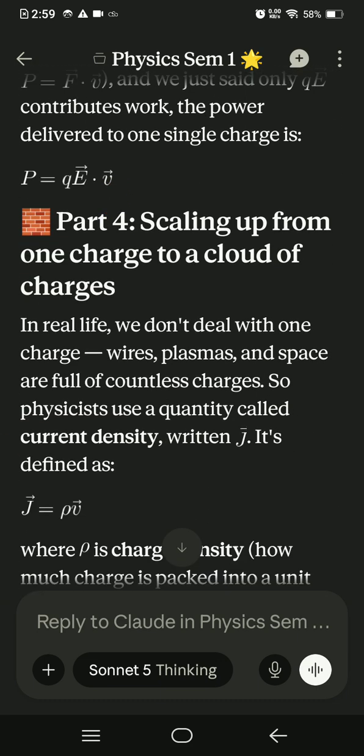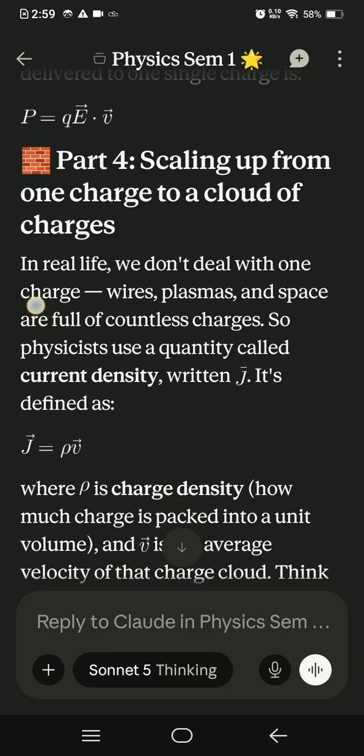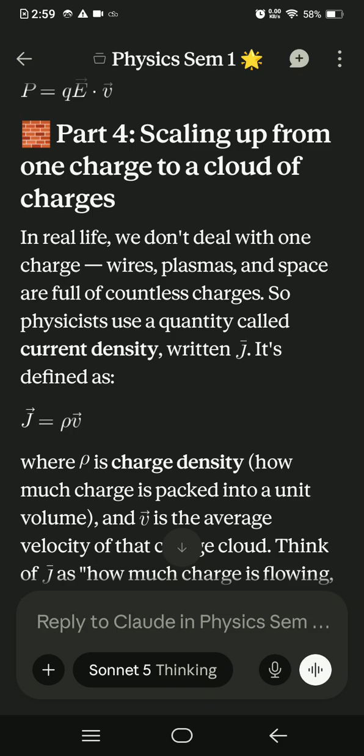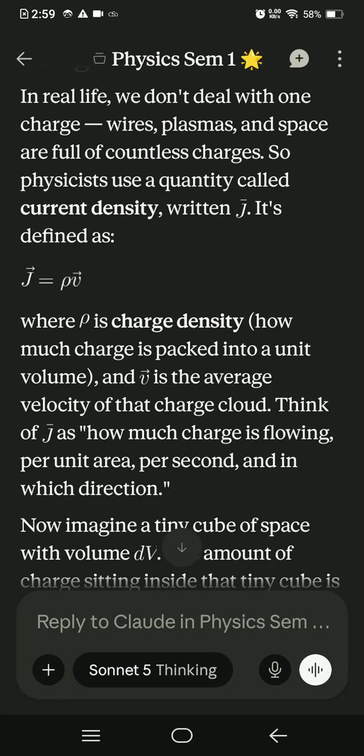Part 4, scaling up from one charge to a cloud of charges. In real life, we don't deal with one charge. We deal with wires, plasmas, and space full of countless charges. So physicists use a quantity called current density, written J. It's defined as J equals rho V, where rho is charge density, how much charge is packed into a unit volume.